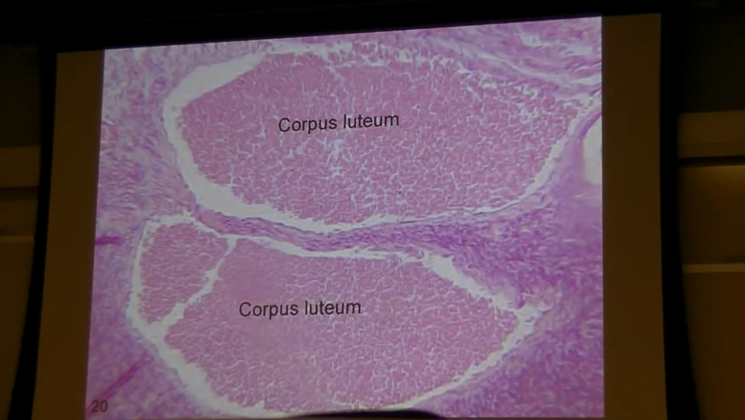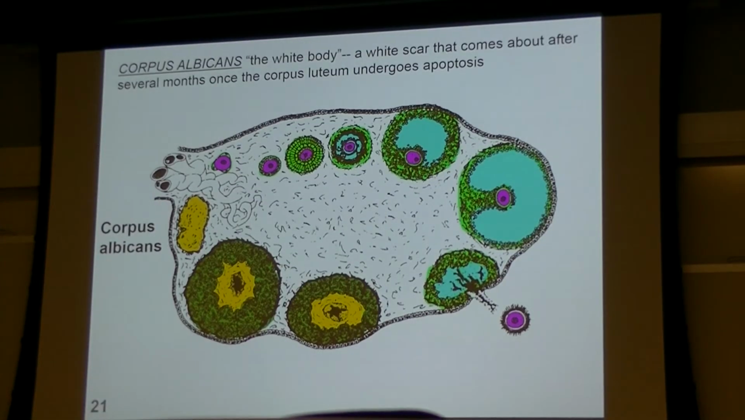give it a new name. So here's a couple of corpus luteum. They're not particularly yellow because this slide has been stained, but see how large they are? And then finally, once these cells start to die off and disappear, what will remain looks just like a little scar tissue within the ovary.